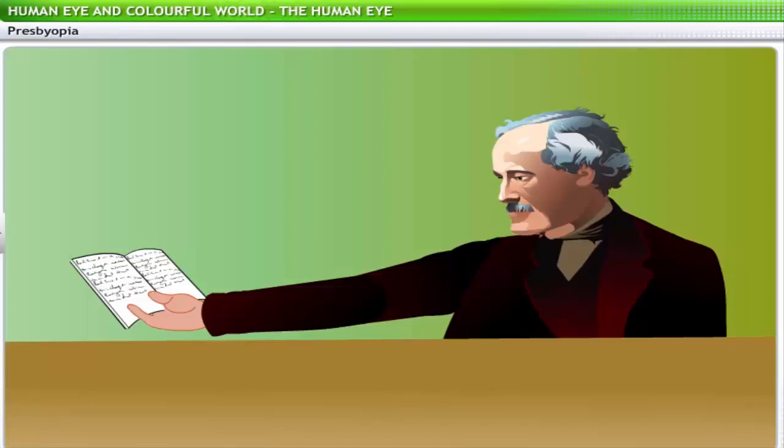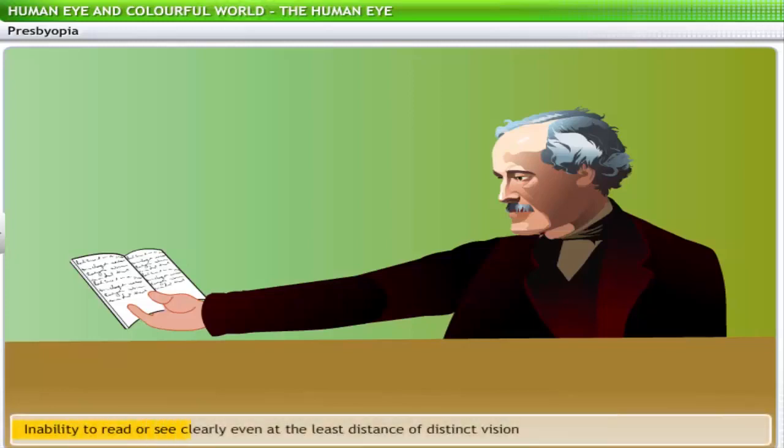Now let's meet Mr. Foley. He's reading a book. Do you see anything unnatural about this scene? Mr. Foley seems to be holding the book unnaturally far, right? This could be because he is suffering from presbyopia. Presbyopia is a condition in which the crystalline lens of an eye loses its flexibility. Persons suffering from presbyopia are unable to read or see clearly, even at the least distance of distinct vision, which is 25 centimeter.